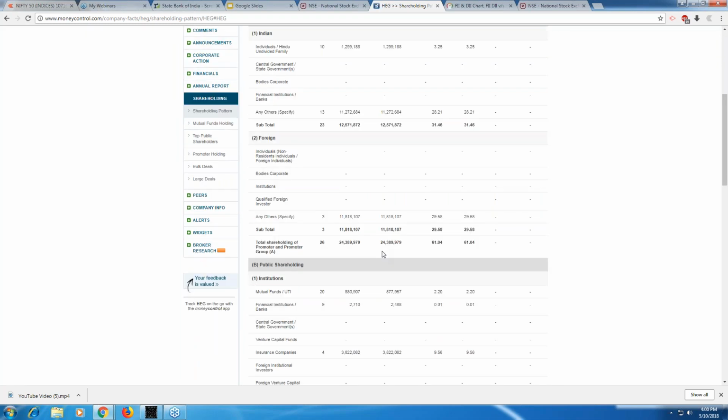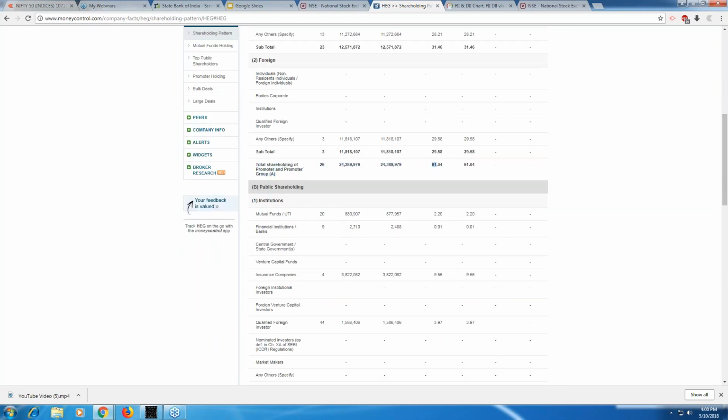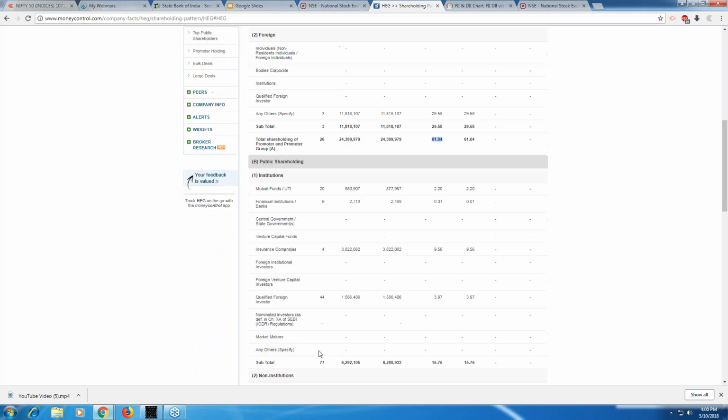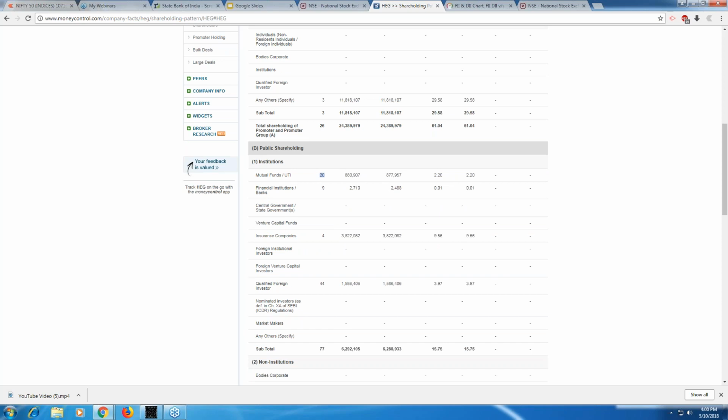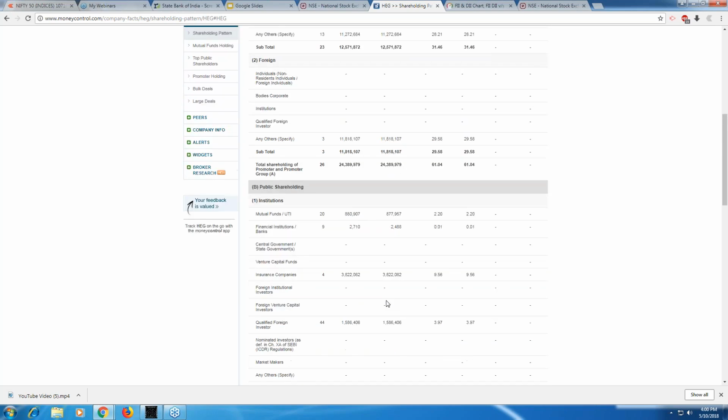Always remember that the promoter's shareholding has to be more than 50%. They have to believe and trust in their product. And this is the place where you see the public shareholding. Mutual funds: how many mutual funds hold HEG? 20 of them. Financial institutions, 9. Insurance companies, 4. Qualified foreign investors, 44. In all, there are 77 institutions which have invested in HEG.